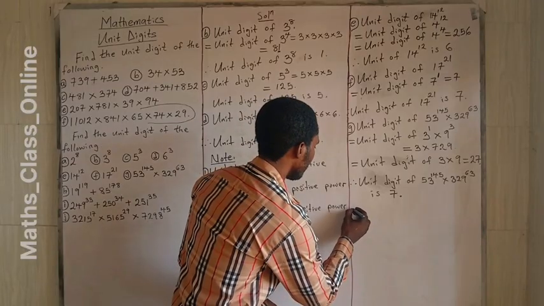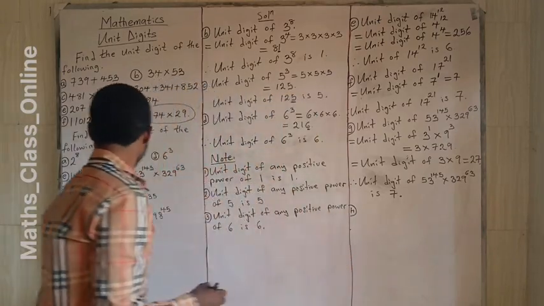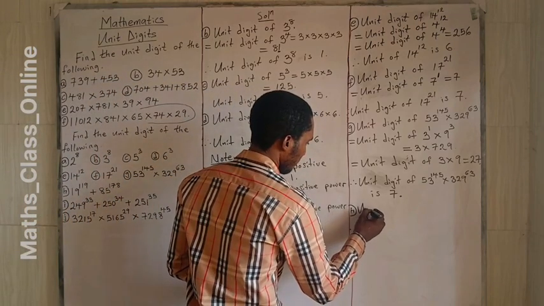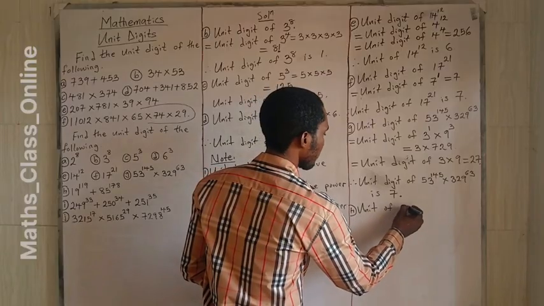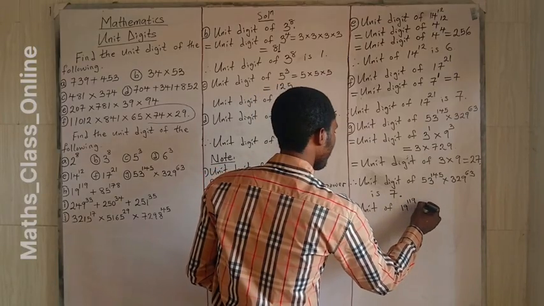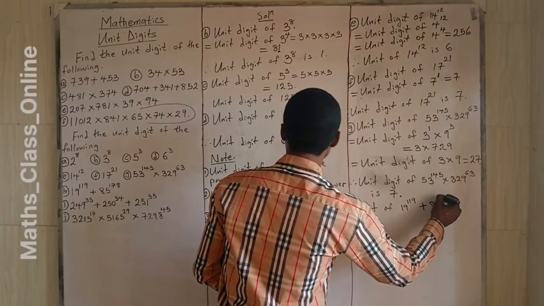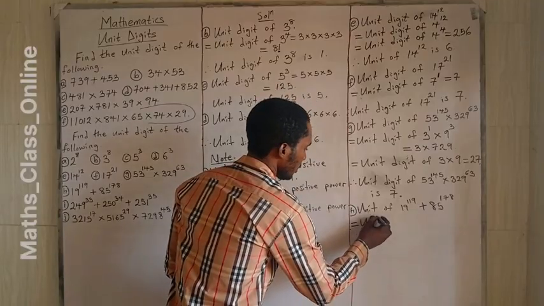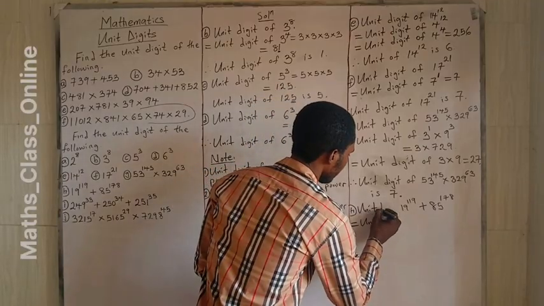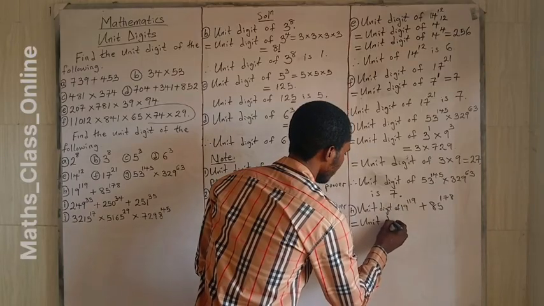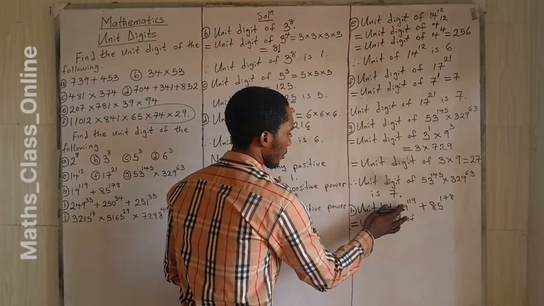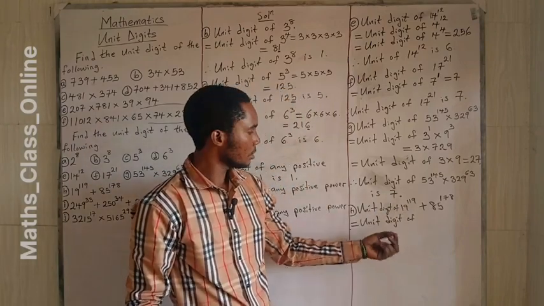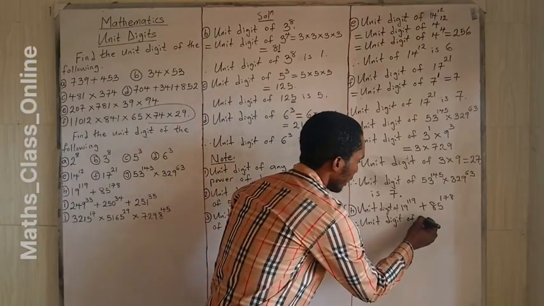Example 8. 19 raised to the power of 119 plus 85 raised to the power of 178 is the same thing as the unit digit of... 19 is a 2-digit number. What is the unit digit of 19? That is 9.